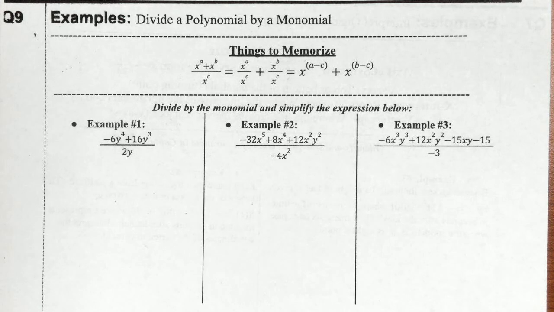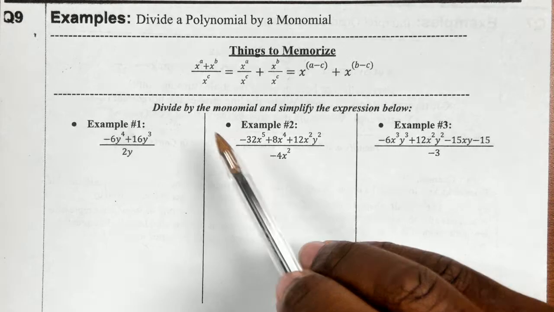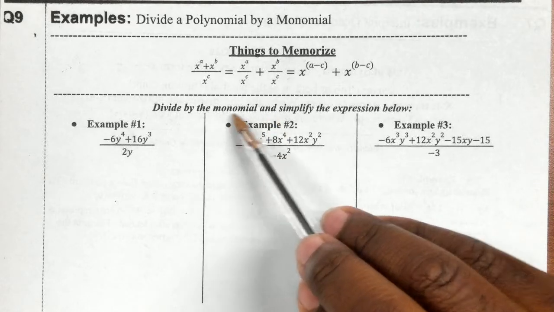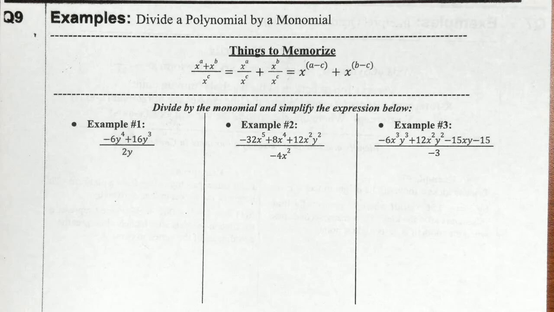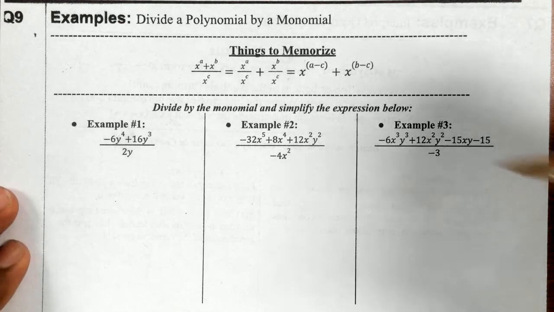Question number 9 wants us to divide a polynomial by a monomial. So divide by the monomial and satisfy the equation below. First things first, we need to figure out what the words polynomial and monomial mean.